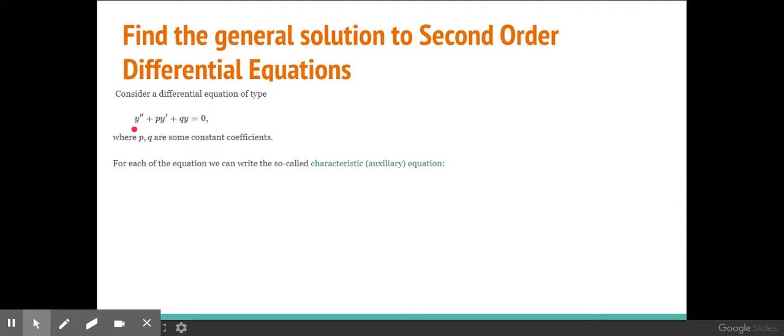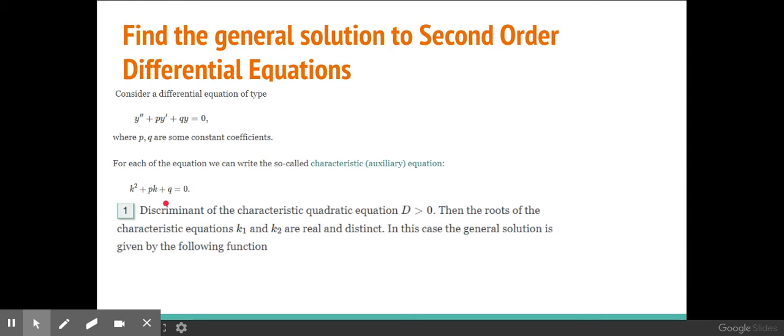So notice we have the second derivative plus some number times the first derivative plus some number times the original function equals 0. You can rewrite that as a quadratic. Notice that this equation has no derivatives in it at all. We've just replaced the second derivative with k squared. We've replaced the first derivative with just a k. We've left the numbers intact.